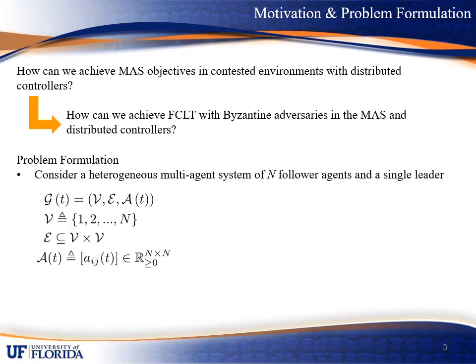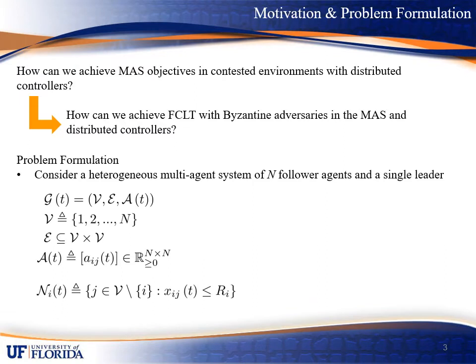Consider a heterogeneous multi-agent system composed of n follower agents and a single leader. The flow of information between the followers is modeled through the use of a time-varying graph G, which consists of a node set, an edge set, and a time-varying adjacency matrix. Note that the adjacency matrix consists of time-varying edge weights, which is where we will impart resilience to type 1 and type 2 Byzantine adversaries.